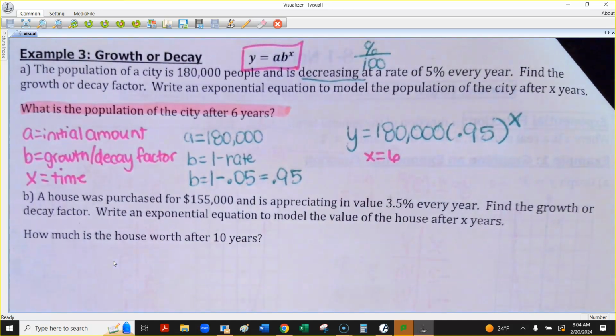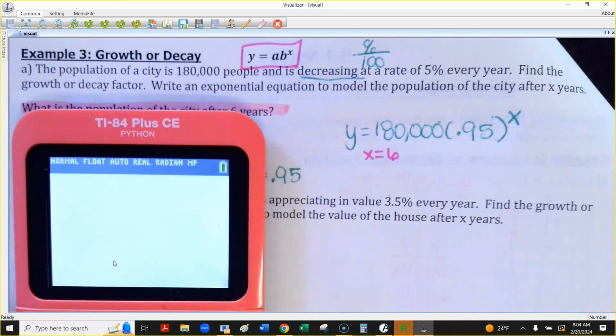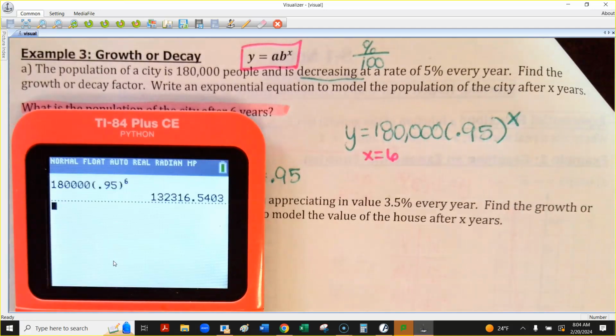Oh my goodness, my calculator is validating its operating system apparently. Okay, so this is where I'm going to grab my calculator. So 180,000 times 0.95 to the 6. And if you type it in right like that, you won't have to worry about messing up the order of operations or anything because the calculator will do it correctly for you.